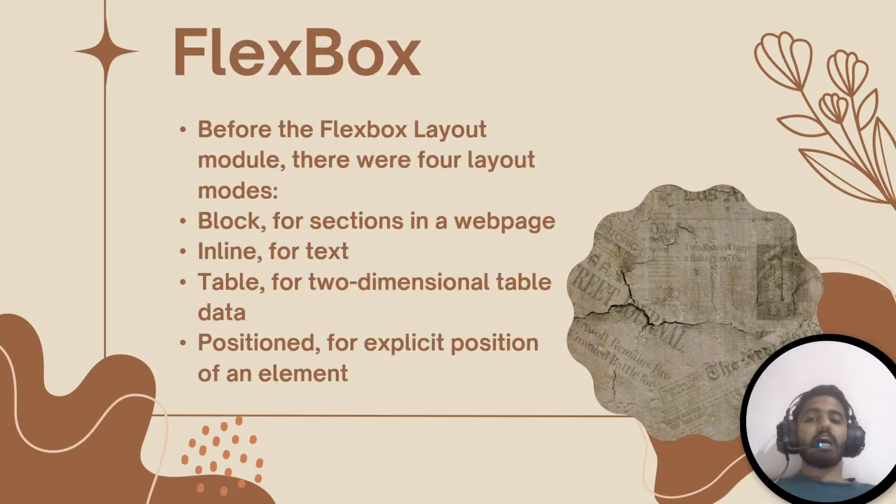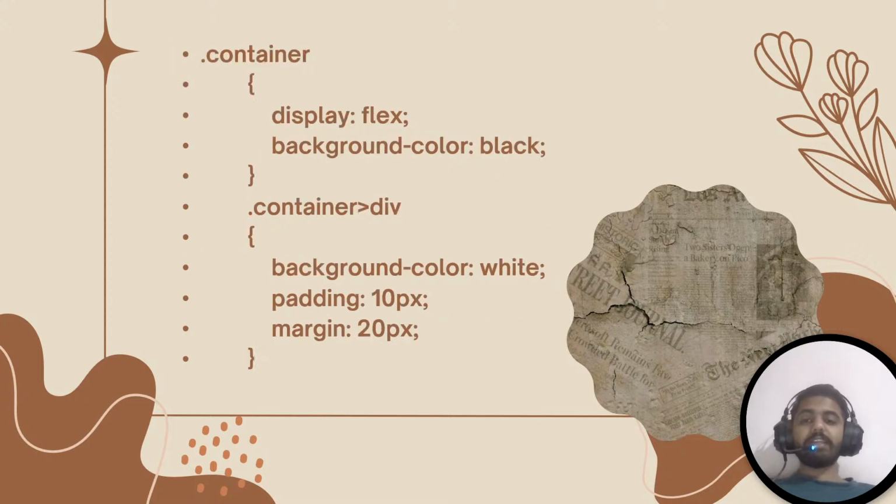So now we'll see how you can use Flexbox. Before we discuss Flexbox, before the Flexbox layout module, there were 4 layout modes. The first one is block, inline, table, and positioned. So it was very basic ones. Block was for sections in a web page, as we discussed. Then there is table for two-dimensional table data. Then there is inline for text. Then there is position for explicit position of an element, right? But it makes the work harder for a coder, and Flexbox makes it easier, correct?